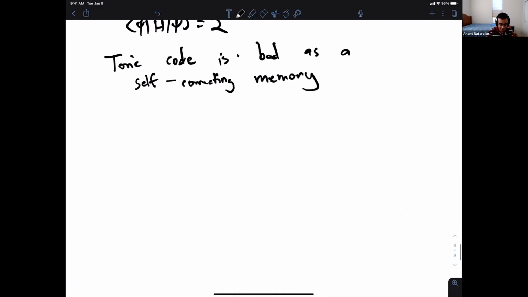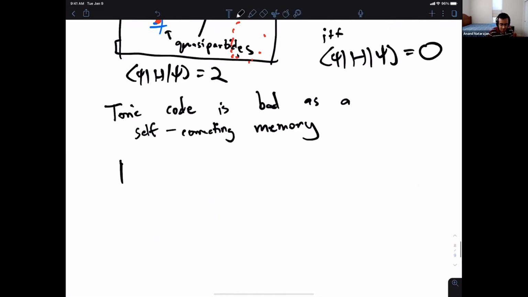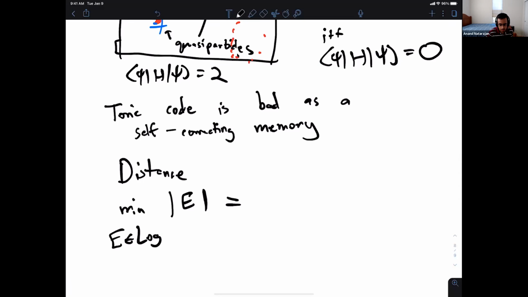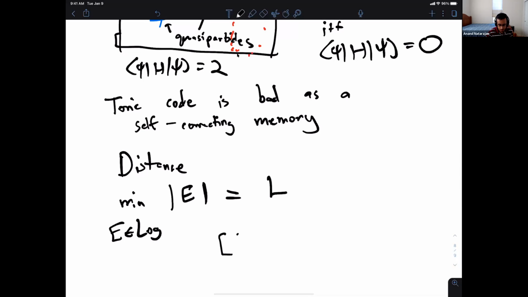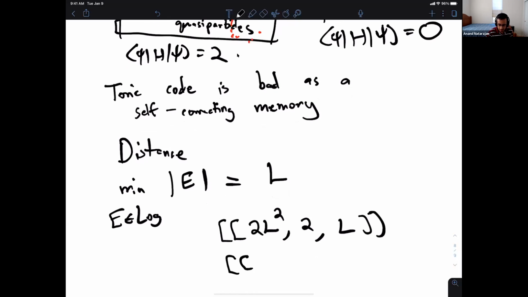Where will I write it? Just write it here. So this minimum weight is just the side length. So you have a code with 2L squared physical qubits, 2 logical qubits, and the distance is the side length. Or if you reparameterize it, it's n physical qubits, 2 logical qubits, and square root n over 2 distance.